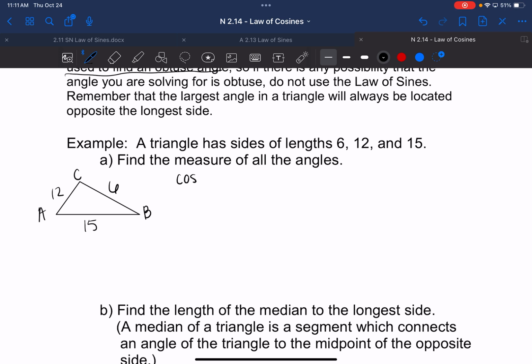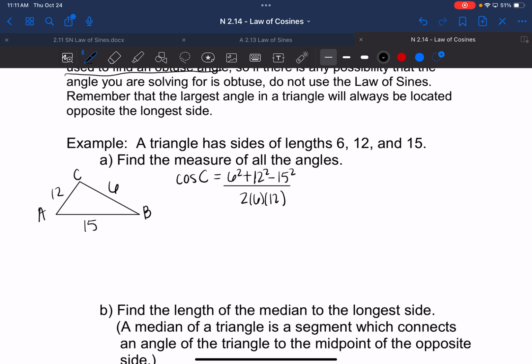Let's find angle C, because angle C is across from 15, which is the biggest side, right? So if I have an obtuse angle, it's going to be angle C. So we'll do cosine of C is equal to A squared. What's our A? Right? Plus B squared. What's our B? Good. Minus our C squared. What's our C? Right? All over 2 times A times B.